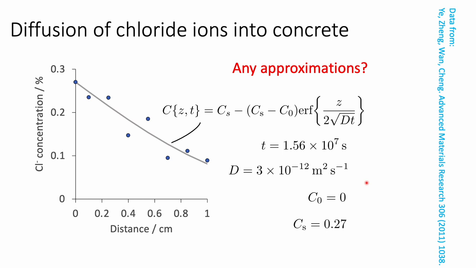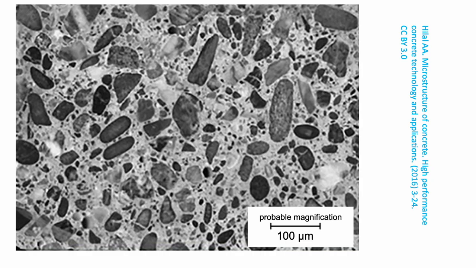Now, are there any approximations in applying this equation to the penetration of chloride ions into concrete? Well, concrete is not a homogeneous material. It actually has a complex microstructure and perhaps some porosity as well. So what we are doing here is using an effective diffusion coefficient, rather like when we were talking about the biological membranes, which also are not homogeneous and have structure within them.